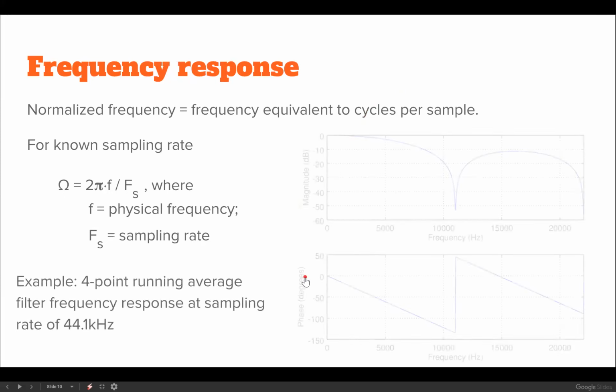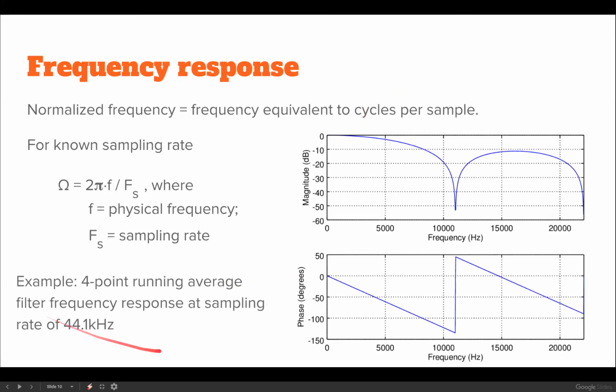So the 4-point running average filter frequency response at a sampling rate of 44.1 kilohertz would look like that. So you get some physical meaning for the horizontal axis.